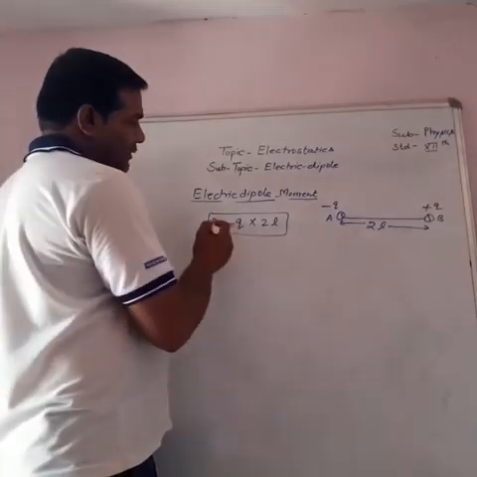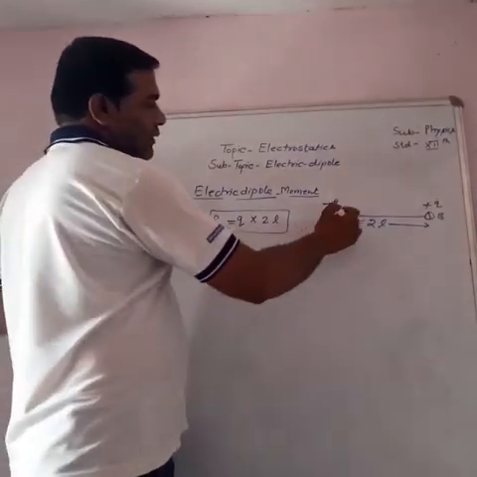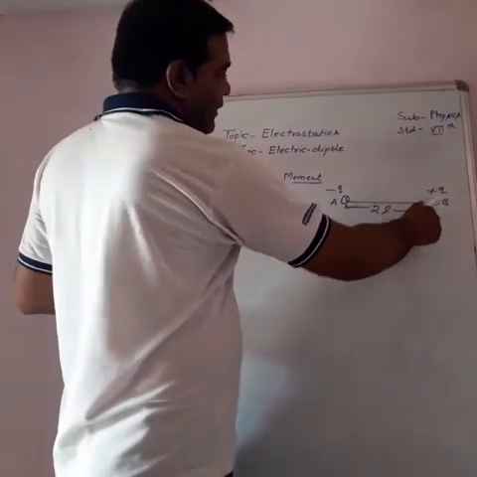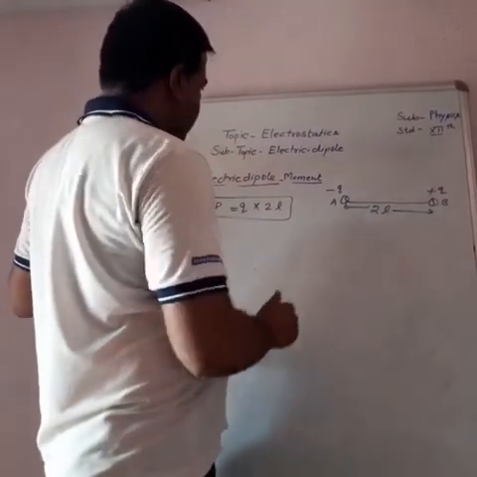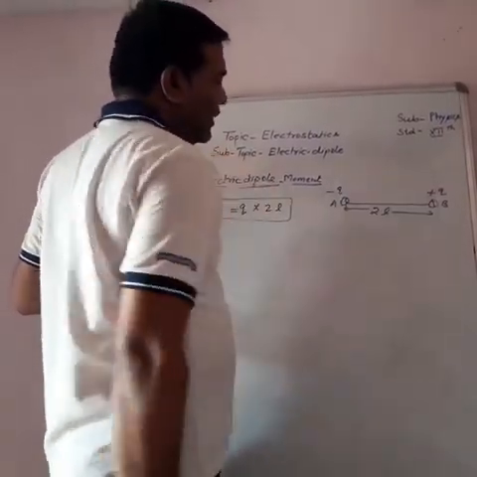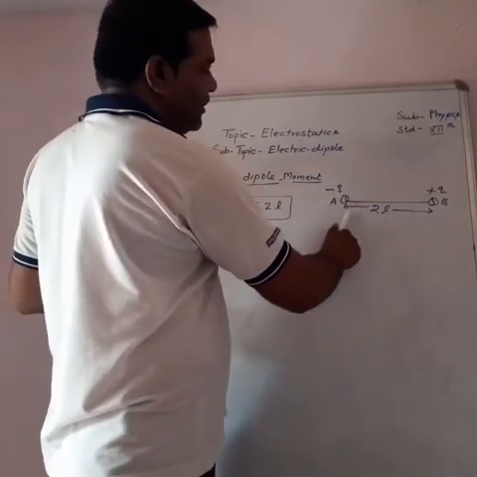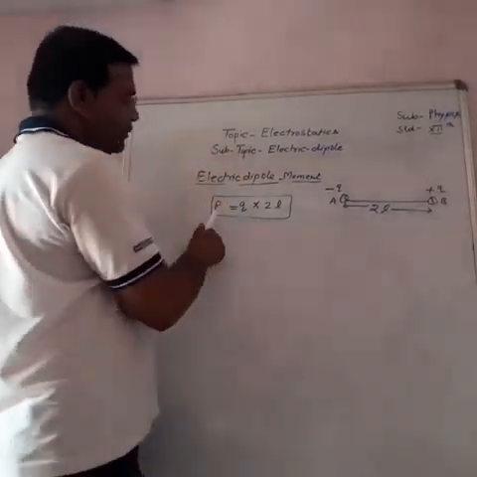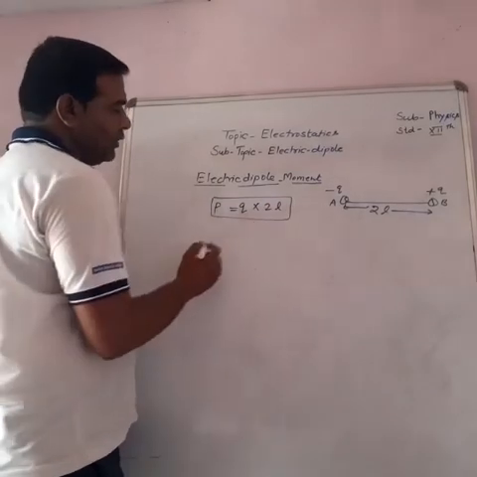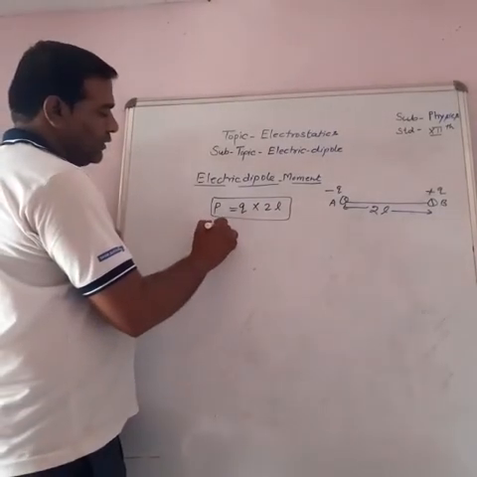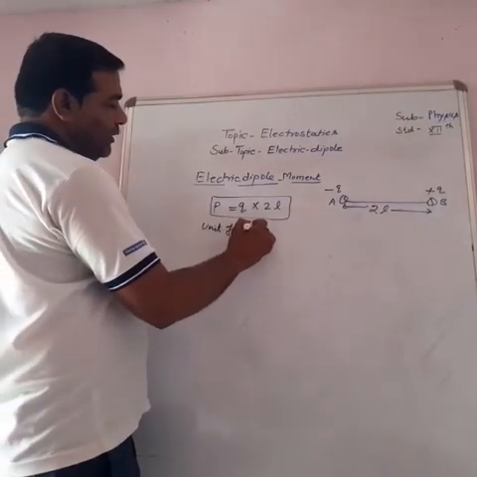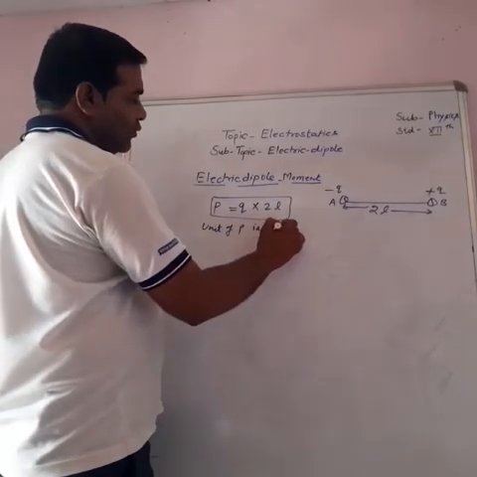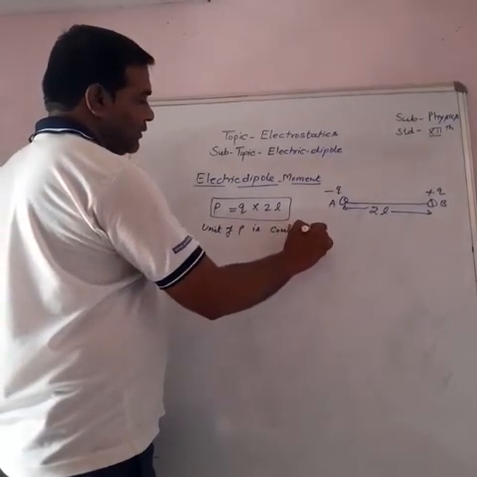Since here AB is taken as a dipole, and minus q and plus q are the charges, and the distance between the charges is 2L, the electric dipole moment P is equal to q into 2L. The unit of P is coulomb meter.